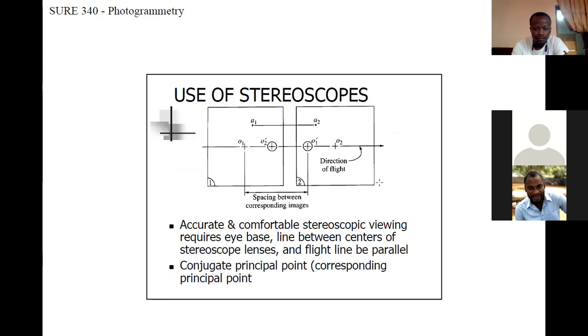So here we go. Accurate and comfortable stereoscopic viewing is very important. That means you need to align the photographs with the axis, the line that connects your eyes, or the stereoscope that you are going to use. The stereoscopes are devices that allow you to look at photos, stereo pairs. You just look through them like that. There are different types. Some can magnify, have magnifying glasses and lenses in there.